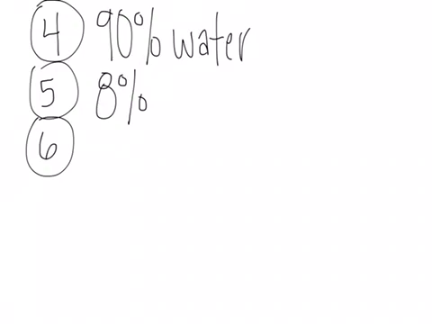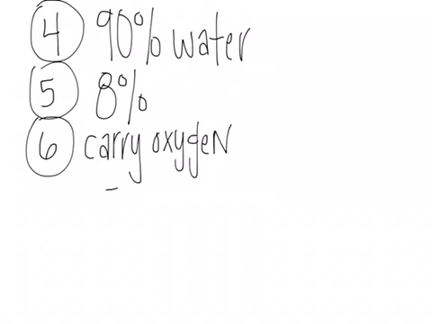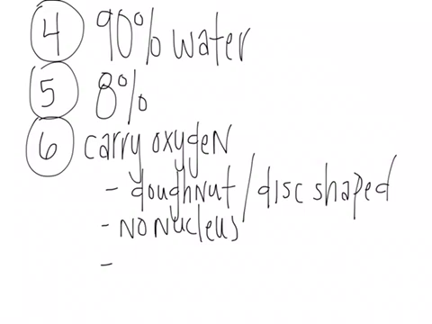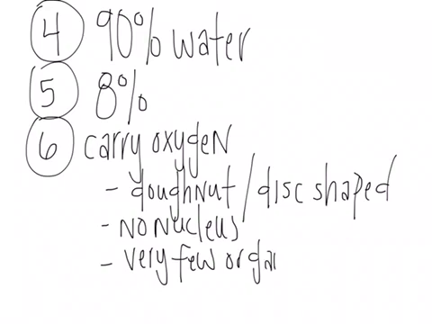Question 6 says, what is the function of erythrocytes? And list a few characteristics. Remember, erythrocytes are red blood cells. They help carry oxygen. A couple characteristics: they almost look like a donut. They're donut shaped, or you could even say a disc. They have no nucleus, and they have very few organelles. Not very complicated at all.